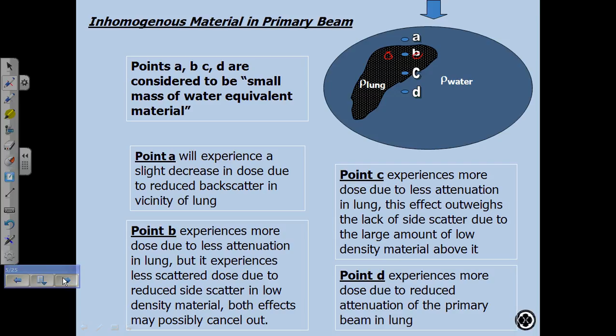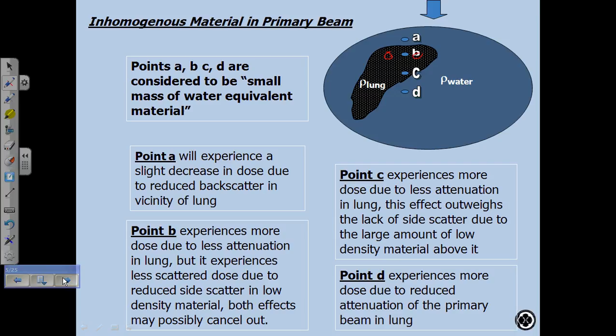Point C experiences more dose due to less attenuation in lung. The photons get through, and the intensity of the beam here is higher at point C because there's less attenuation. This outweighs the lack of side scatter due to a large amount of low density above it. So point C will experience more dose than otherwise.